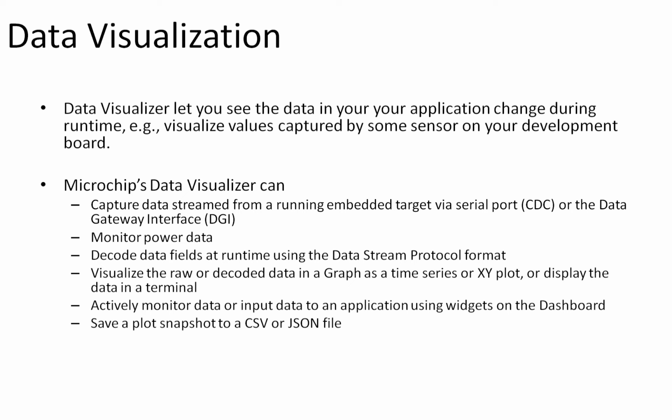We're going to see a graph. You can actually put it in many different formats, but it's extremely simple. So Microchip have got the data visualizer. You download and install it, and you can capture data from the CDC serial port or the data gateway interface, DGI, and you can monitor power, decode fields, you can visualize raw data, decoded data, etc., using a protocol called the data stream format. And I've implemented that inside of Great Cow Basic.